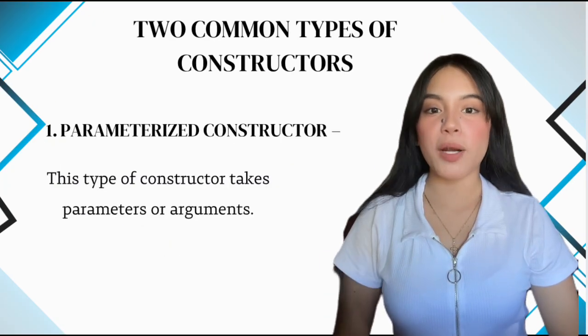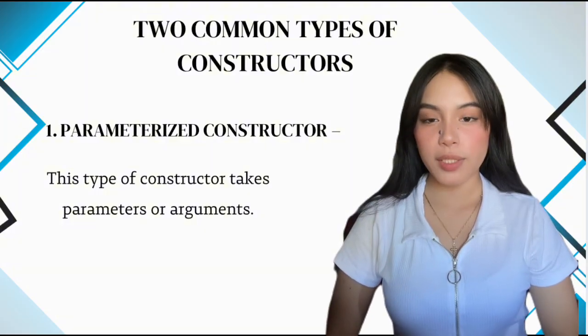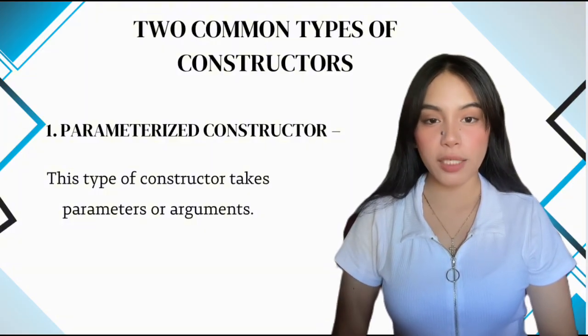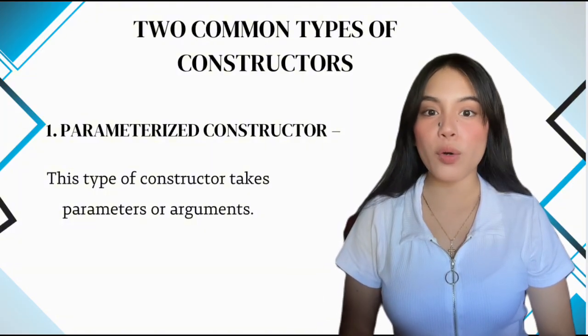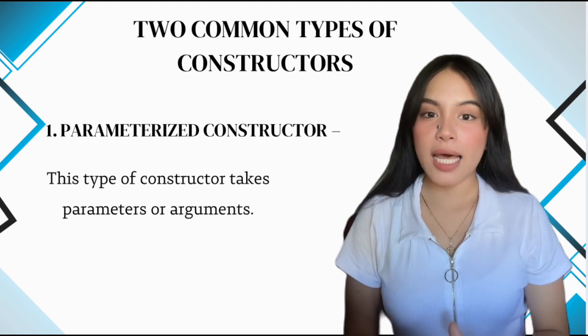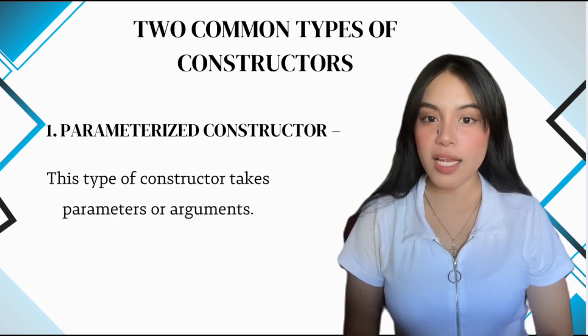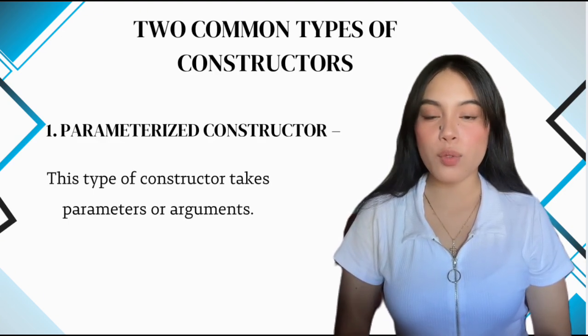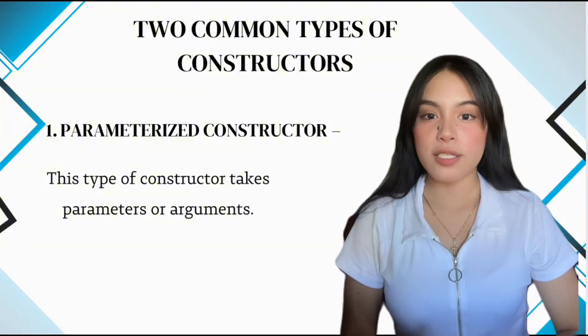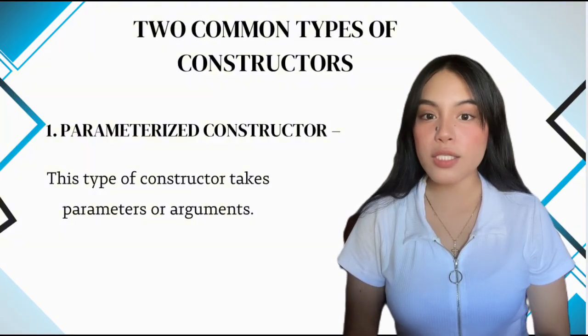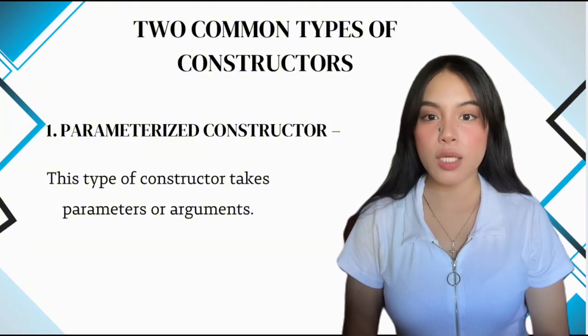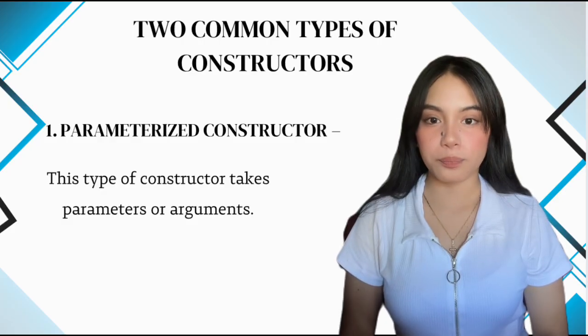Next is the parameterized constructor. This type of constructor takes parameters or arguments. It allows us to set specific values for each object when we create it. This is also useful when we want to initialize different objects with different data.